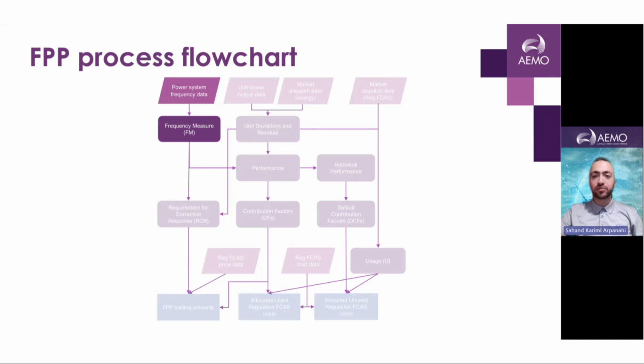Because the purpose of the FPP is to create an incentive mechanism for frequency performance, the first step is to calculate the frequency measure. This measure will show us the need to raise or lower frequency. We use raw 4-second frequency data in each region to calculate the frequency measure. This will later be used to determine the performance of units.